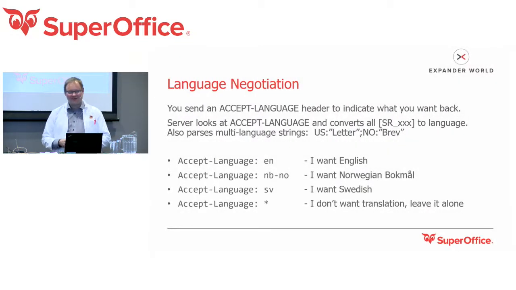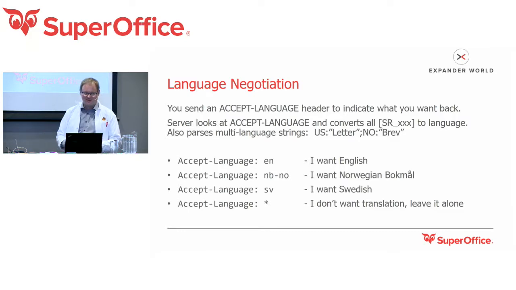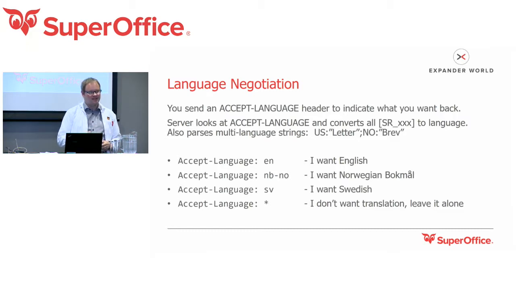Languages, this is the thing you were asking about earlier. If you send an Accept-Language header, we will try and parse all the strings we get back into that language as best we can. If we can't find that language exactly, you'll probably get English. If you say Accept-Language star, that basically tells us don't translate anything, just give me the raw, untranslated strings. But for the most part, it'll automatically pull out the right results for you.